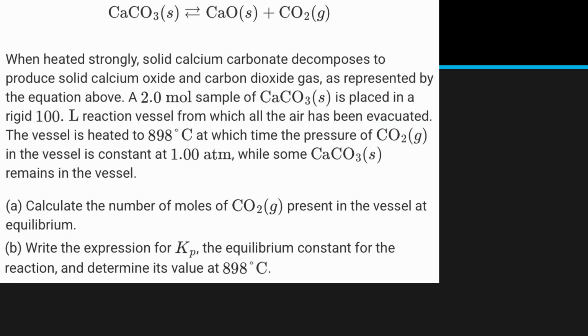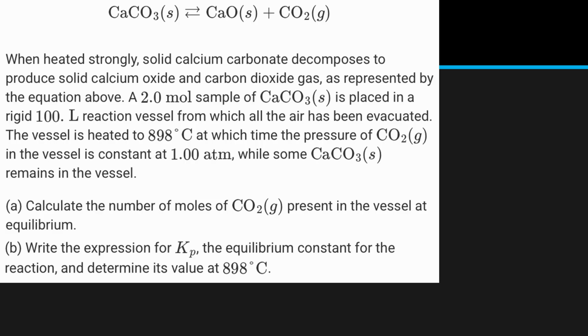All right, so this question states that when heated strongly, calcium carbonate decomposes to produce solid calcium oxide and carbon dioxide gas. A 2-mole sample of calcium carbonate is placed in a 100-liter reaction vessel from which all the air has been evacuated. The vessel is heated to 898 degrees Celsius, at which time the pressure of CO2 in the vessel is constant at 1 atm. Calculate the number of moles of CO2 present in the vessel at equilibrium.